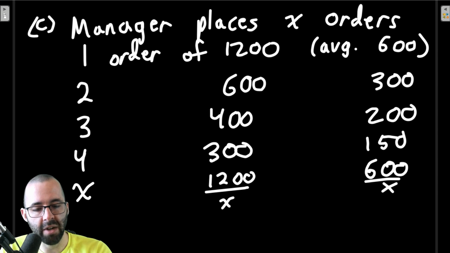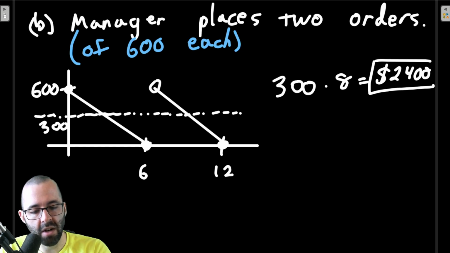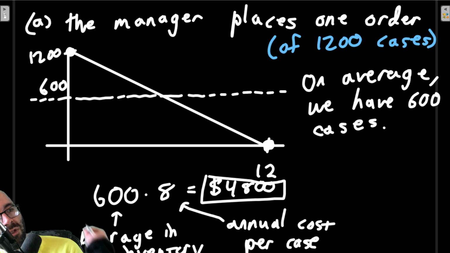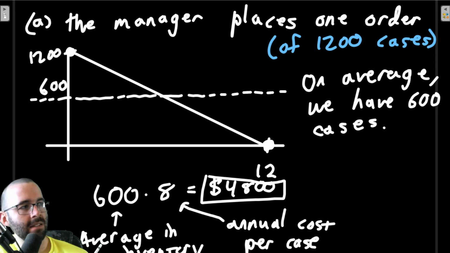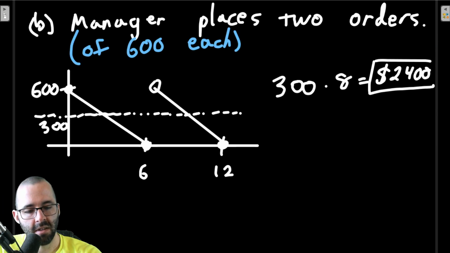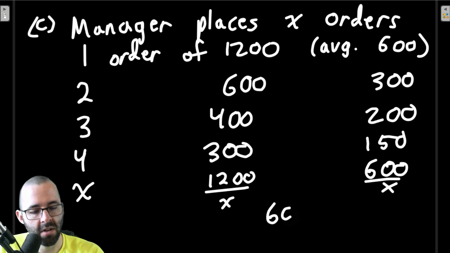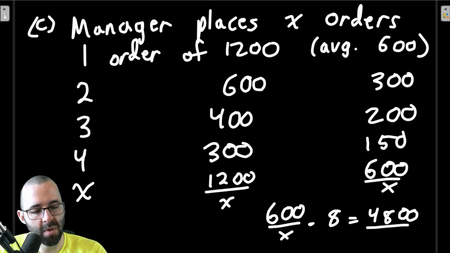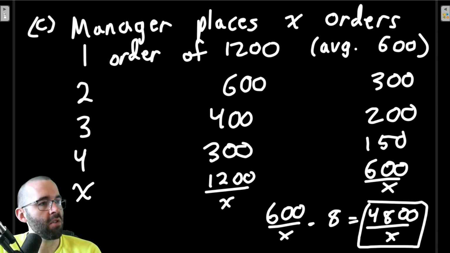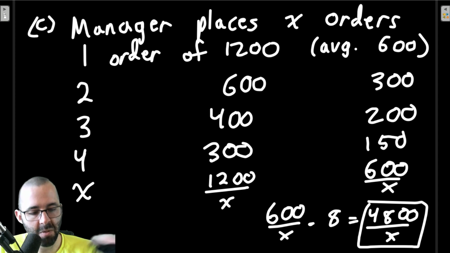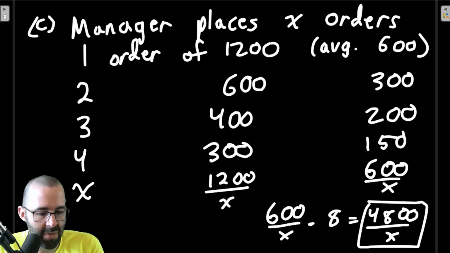So what's our inventory cost? Our inventory cost is always the average in inventory times the cost. So that average is 600 over X times the cost. Times 8. The cost will be 400 divided by X. So again, as we increase the number of orders, the inventory cost will go down. As X gets bigger, that fraction gets smaller. We're dividing by a bigger number.